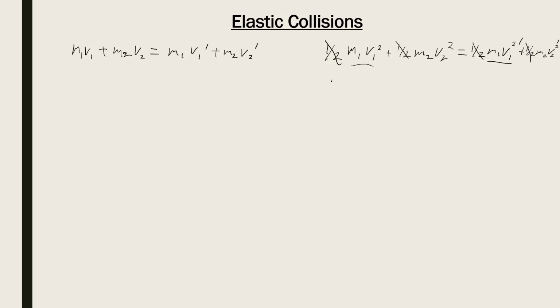So that's going to leave me with m1 outside of v1 squared minus v1 prime squared. And then on the other side, I'm going to do the same thing with m2. So we're going to get v2 prime squared minus v2 squared. You'll notice you've got the prime in front here and the not primed in front there. From here we can expand this out, and so we'll end up with m1 times (v1 minus v1 prime) times (v1 plus v1 prime).